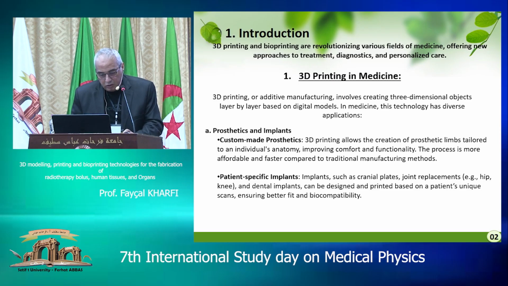I give you here some applications. The first application is the fabrication of prosthetics and implants, which is very important in medicine. Here 3D printing allows the creation of prosthetic limbs tailored to individuals' anatomy, improving comfort and functionality. It is also used for patient-specific implants such as cranial plates or joint replacements, and dental implants are now fabricated with such 3D printing technology.